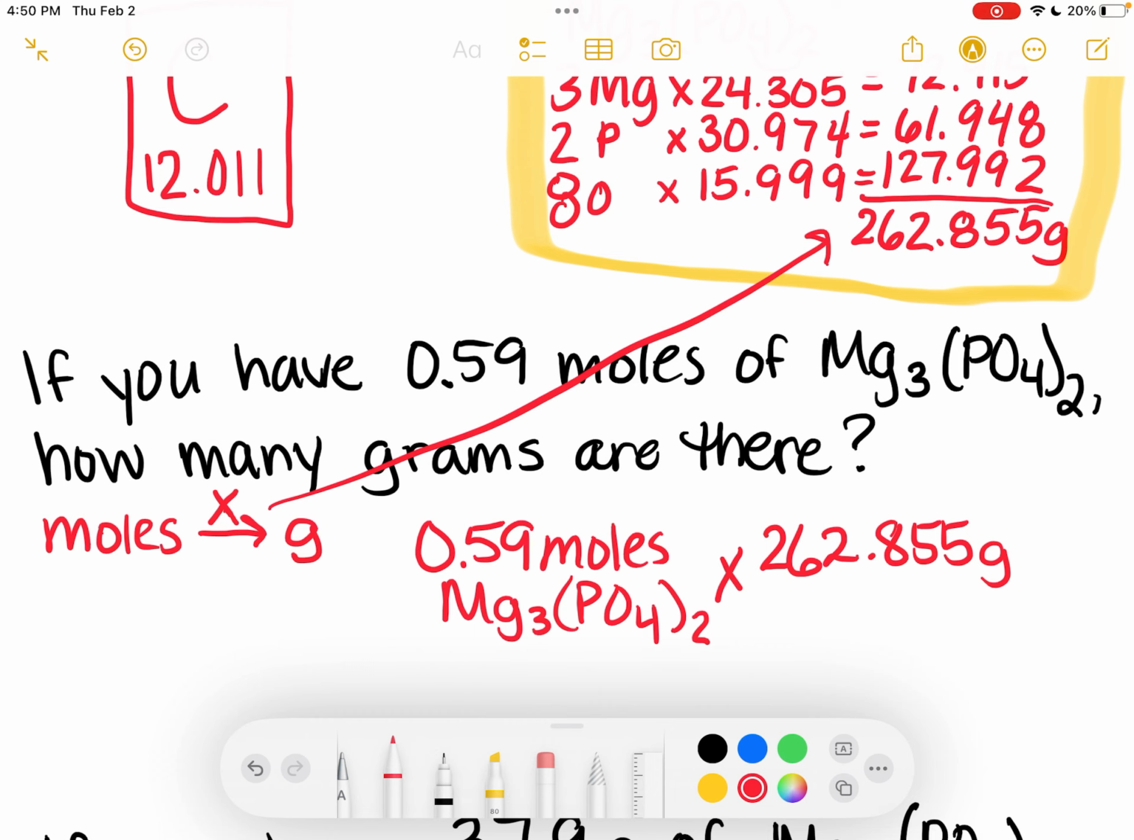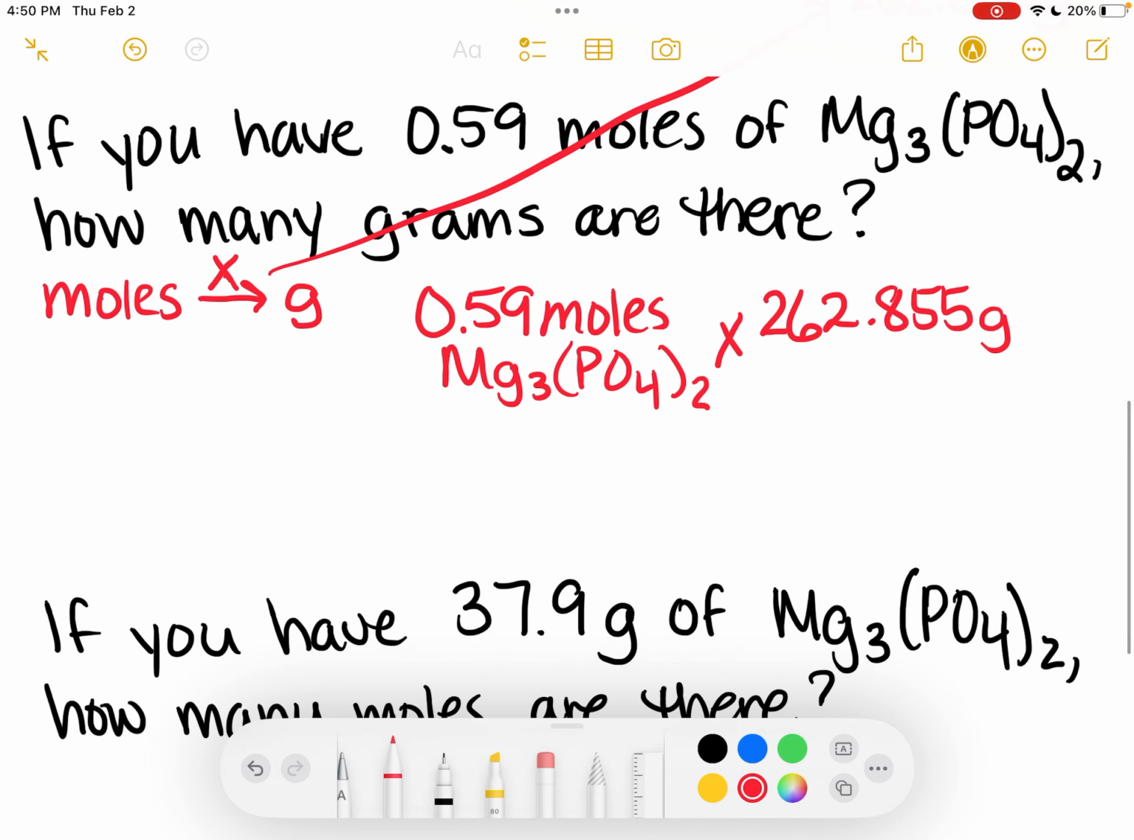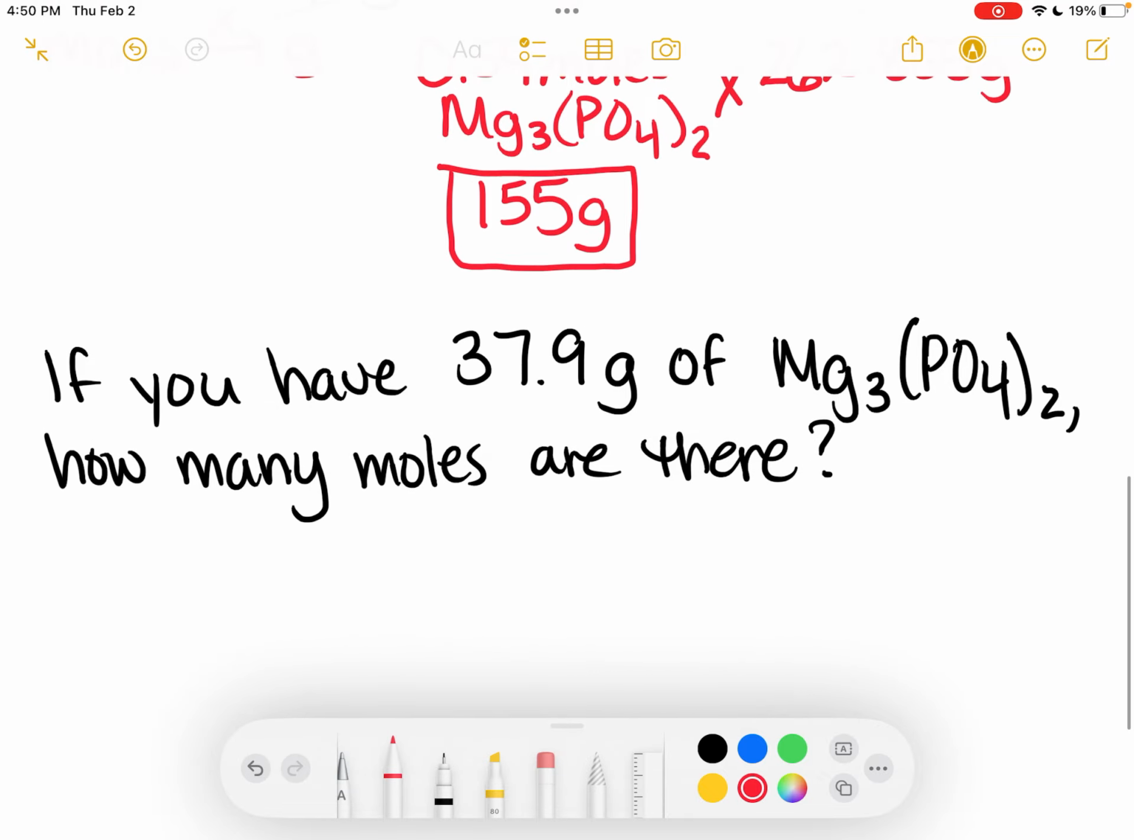Or to the nearest whole number. So I'm going to round it, my answer comes out to be 155 grams. I'm going to put that in a square. Make sure your answer has a unit on it. So we just went from moles to grams. Now let's go the opposite way.